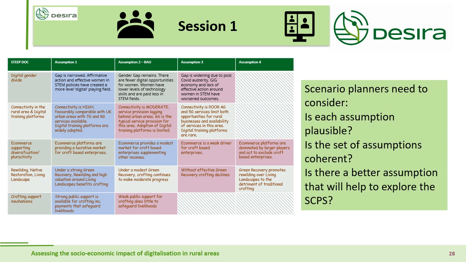Scenario planners need to also consider the following questions. Is each assumption plausible? Is the set of assumptions coherent? And is there a better assumption that will help to explore the social cyber physical system? The scenario planners do not need to think that the outline is likely or the most likely scenario, only that it is plausible, consistent, and useful.